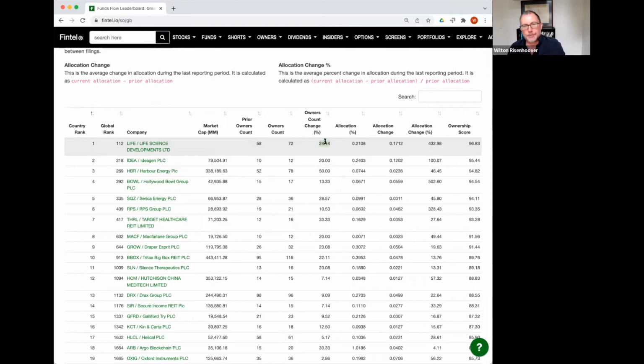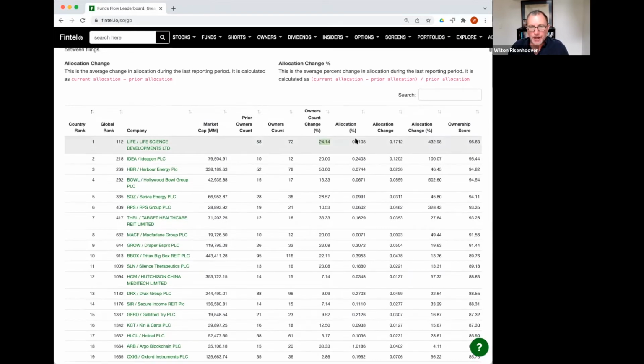Looking at the number of owners is a really interesting approach because everybody comes to their own conclusions, everybody does their own research. And if you find a number of different institutions that are all simultaneously, or within a short time period, increasing or adding positions, then that's interesting to me. You can also see their current allocation is 0.2%. That might not seem like a lot, but a lot of funds will hold 500 or 1,000 different companies in order to reduce volatility.